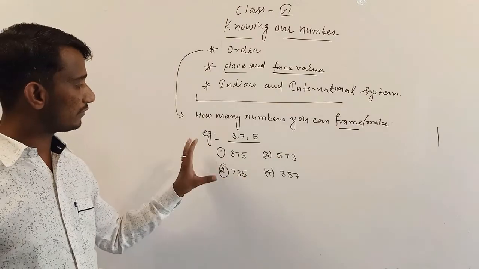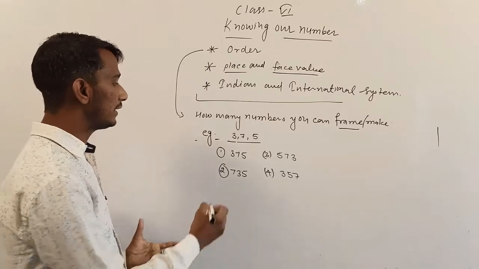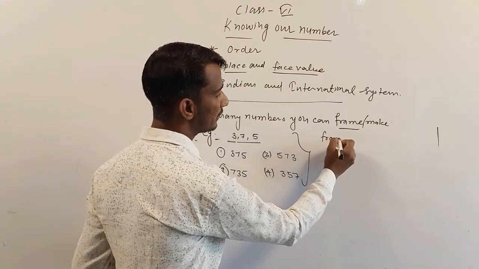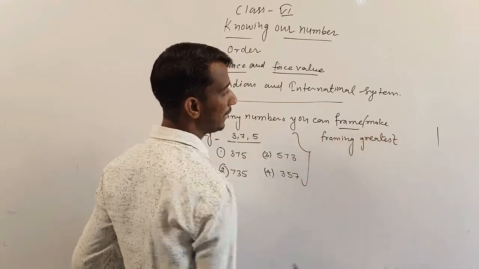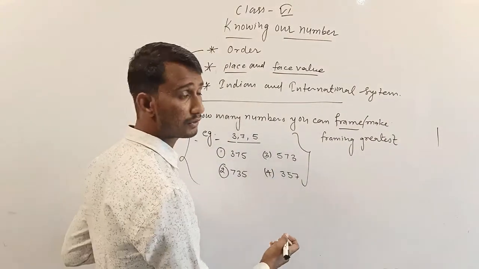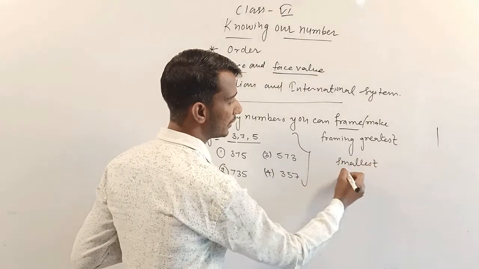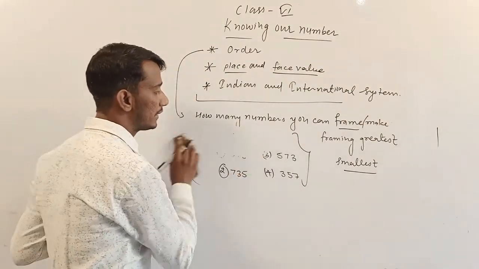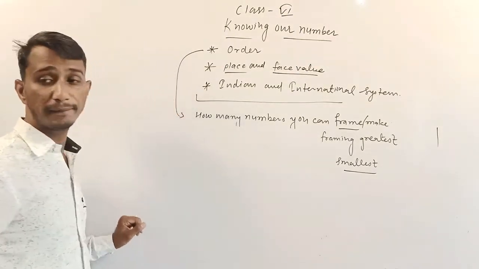So in this way you can frame numbers if the digits are given, but here we are discussing only and only framing the greatest and smallest number. How to make the greatest number and how to make the smallest number. Okay, so understand this concept using a new example.